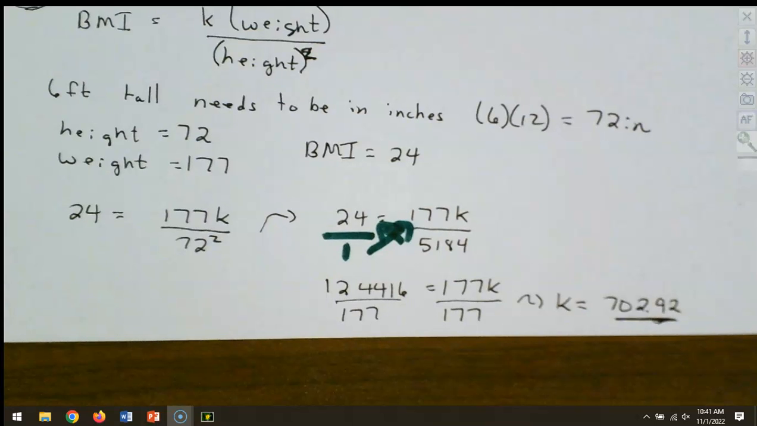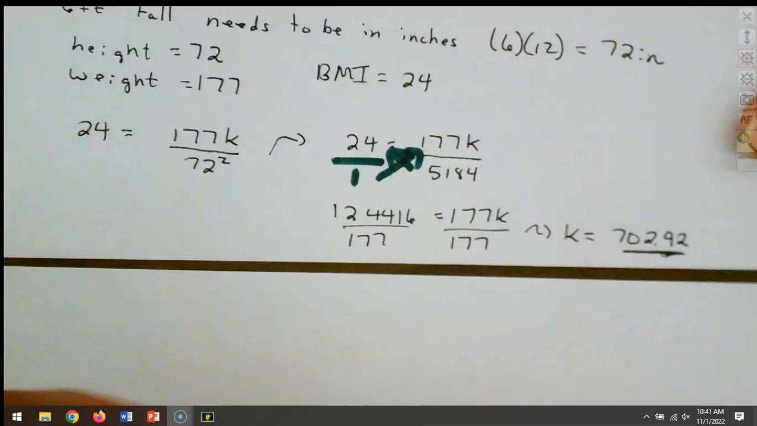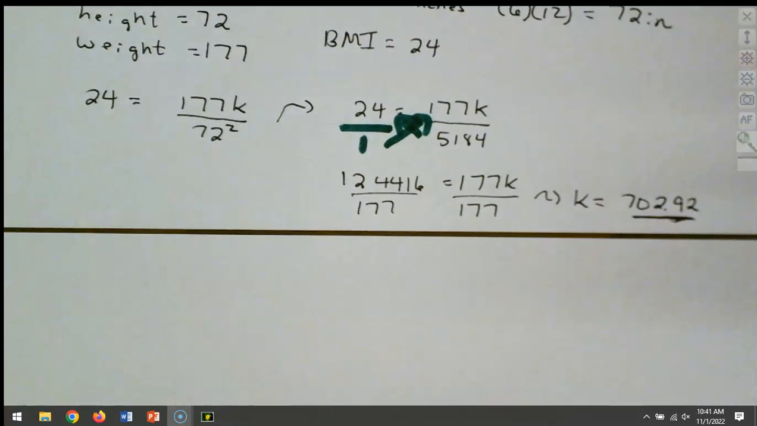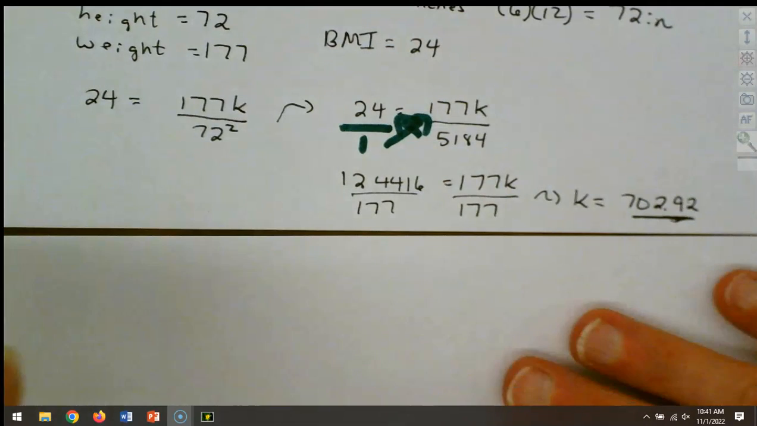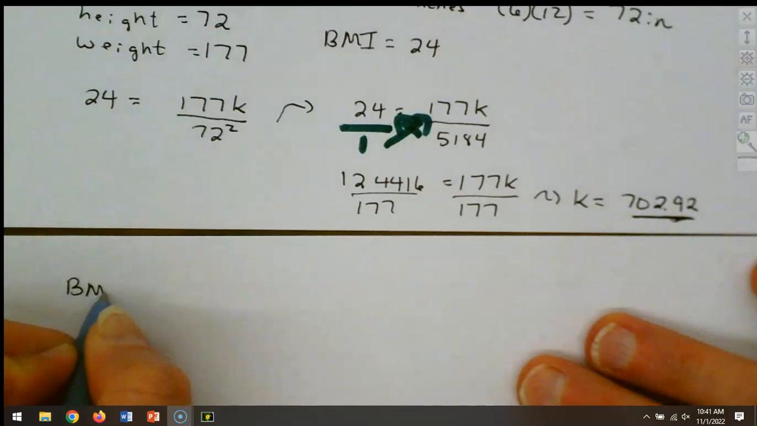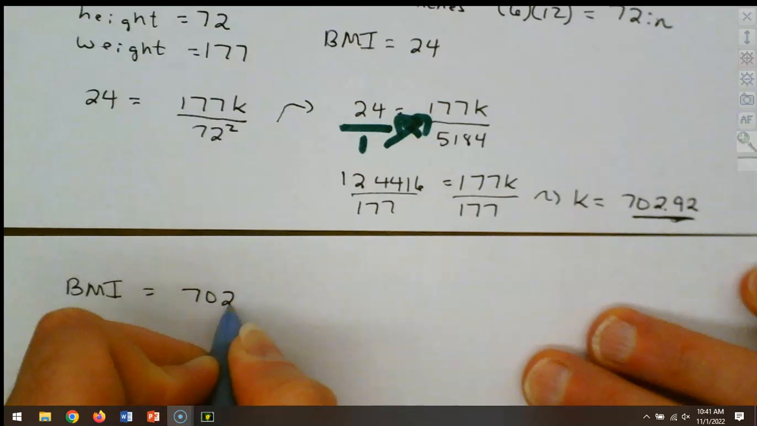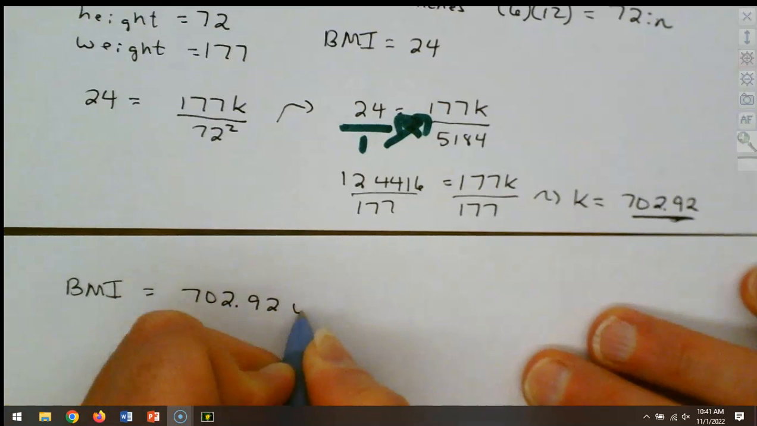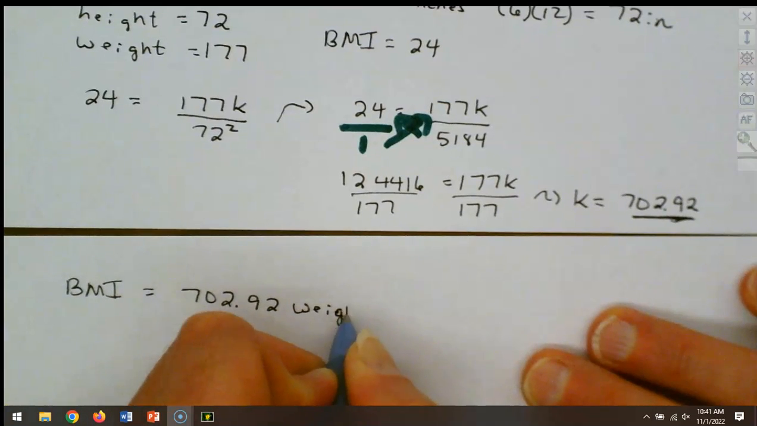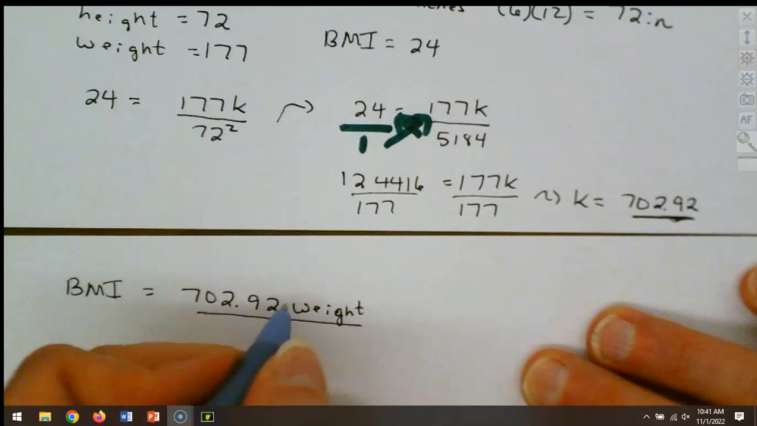Now, K can be a different value for men or women, right? Because they have a different way they're calculated. They're done the same way, but the K is different. This K might be the value for a man. A woman's K might be different, might be more, might be less. So now let's rewrite our formula. BMI equals now 702.92 times the weight. Divide that by the height squared.